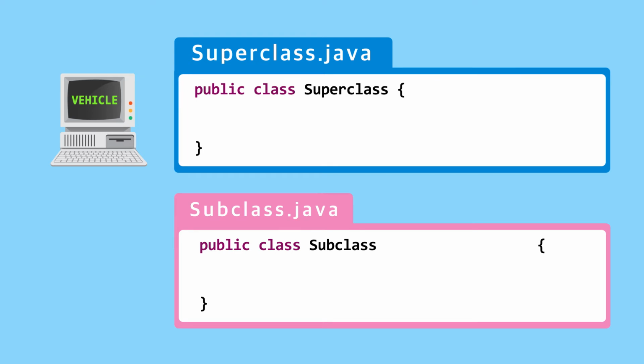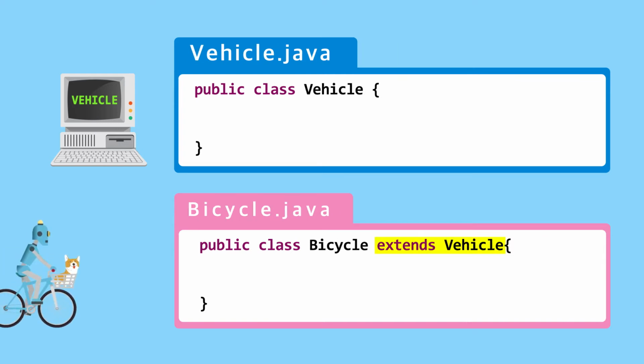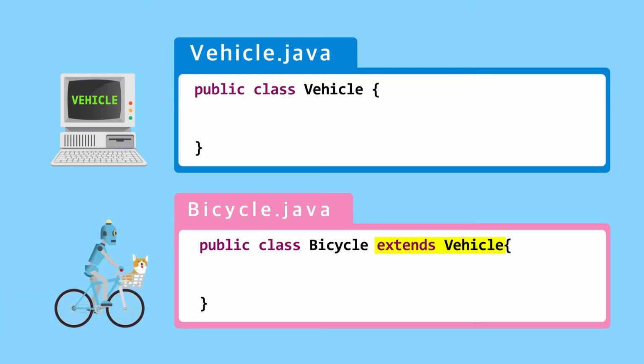Here is how you form parent-child or superclass-subclass relationships. In the subclass, put extends, then the superclass name in the class declaration. Apply this to our program. The subclass Bicycle extends the superclass Vehicle. Now the two classes are connected as superclass and subclass.